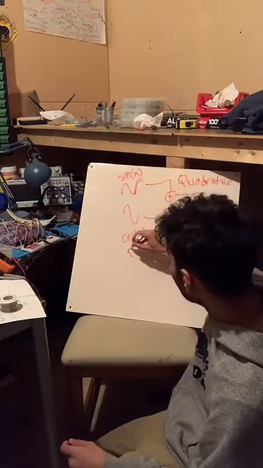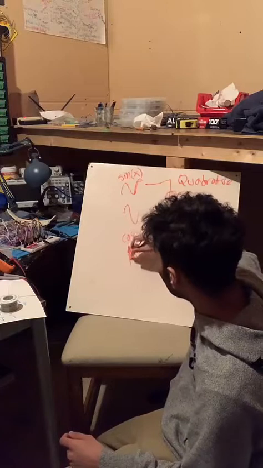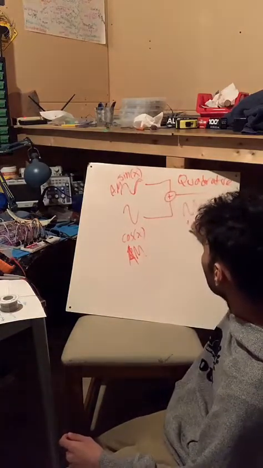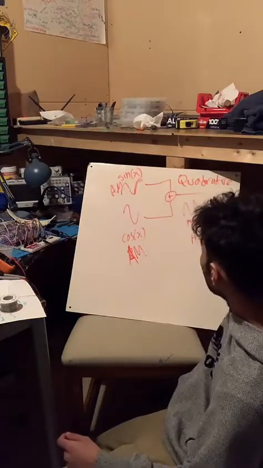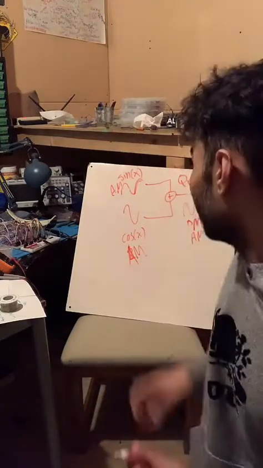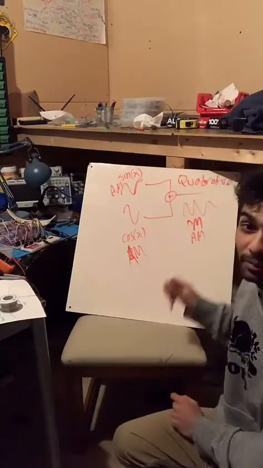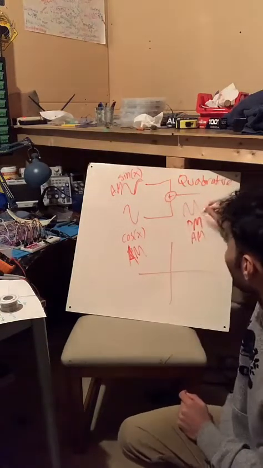But what if I did AM here, and I did AM here? If I did AM here, it changes the phase of this. So look, I have two variables. You could go on Desmos right now and add a cos and a sine wave and change the amplitudes of them, and it'll give you something called a quadrature signal. Now look, I have two variables, right? Amplitude and phase.